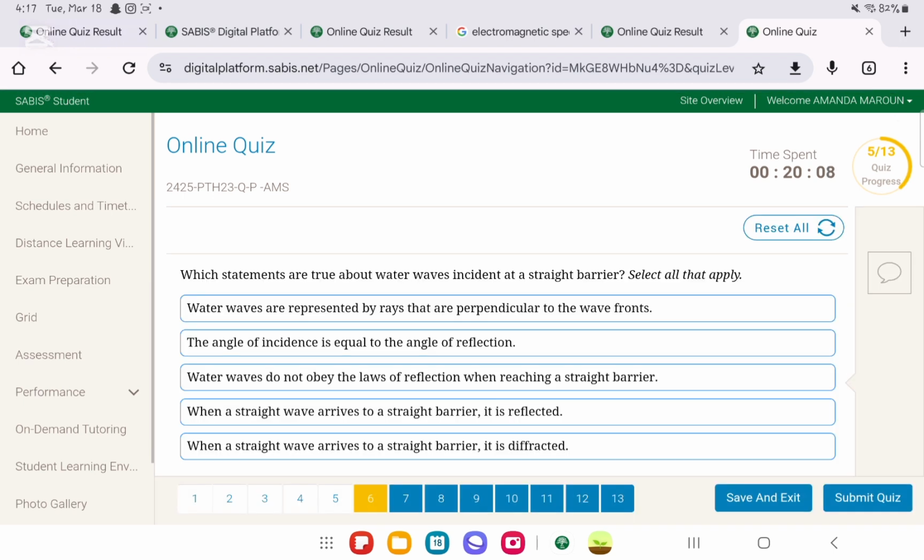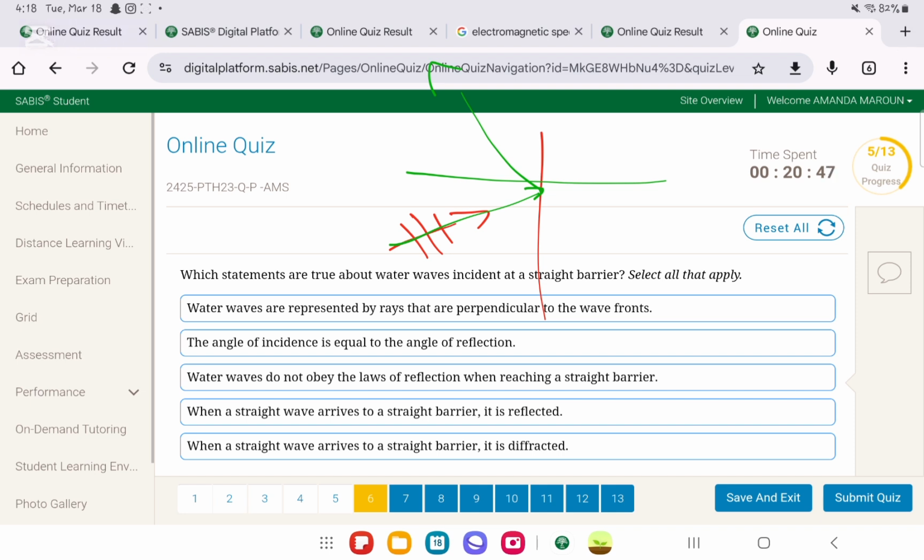Which statements are true about water waves incident at a straight barrier? So what do they mean by water waves incident at a straight barrier? It's like you have the water waves going like this, and you have a straight barrier going like this. We'll just assume they are like this, and this is the straight barrier. So when the water waves arrive, they will reflect because it is a barrier. So the first thing we know is that they are going to reflect.